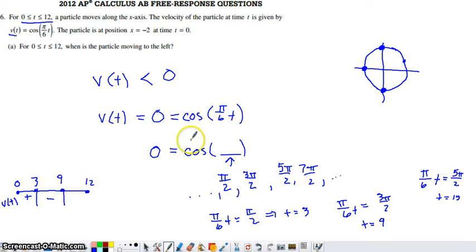And then between 9 and 12, I think we are going to get another switch if we put a value like 10 in place of t. So if we put 10 in place of t, pi by 6 times 10 is going to be 10 pi by 6, which, if we reduce that, is 5 pi by 3.